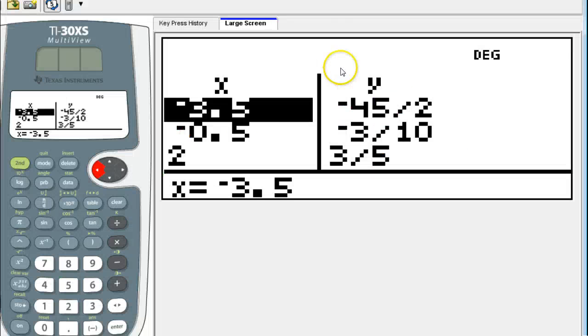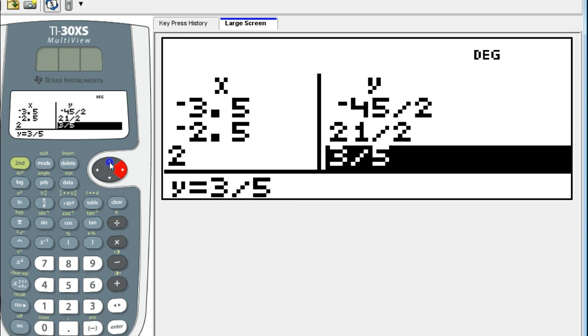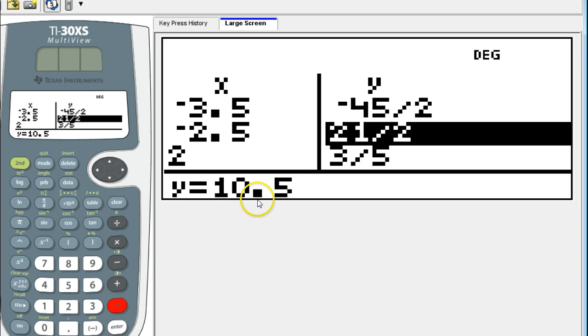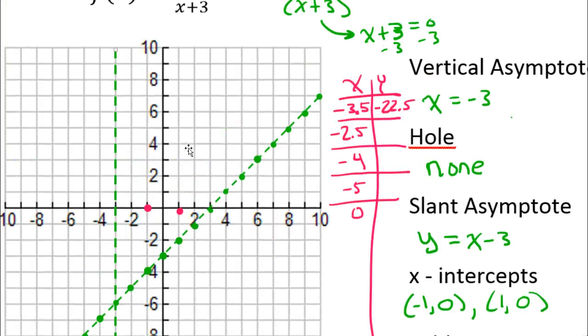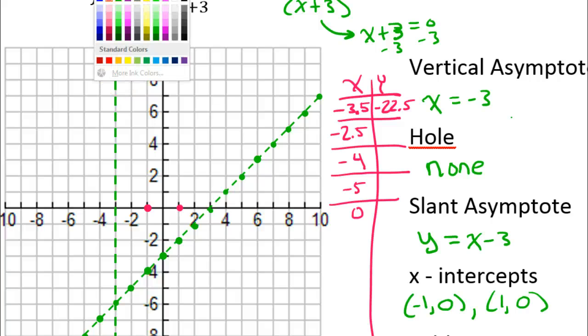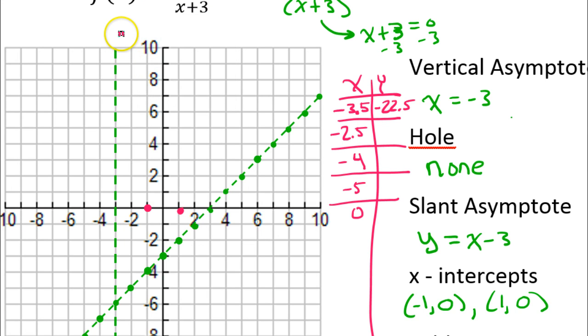Now let's check negative 2.5. That's 10.5, that's doable. So at negative 2.5, I'm at 10.5. That's off the graph, but just a bit off the graph. Negative 2.5, 10.5 would be right there. Let me record that.